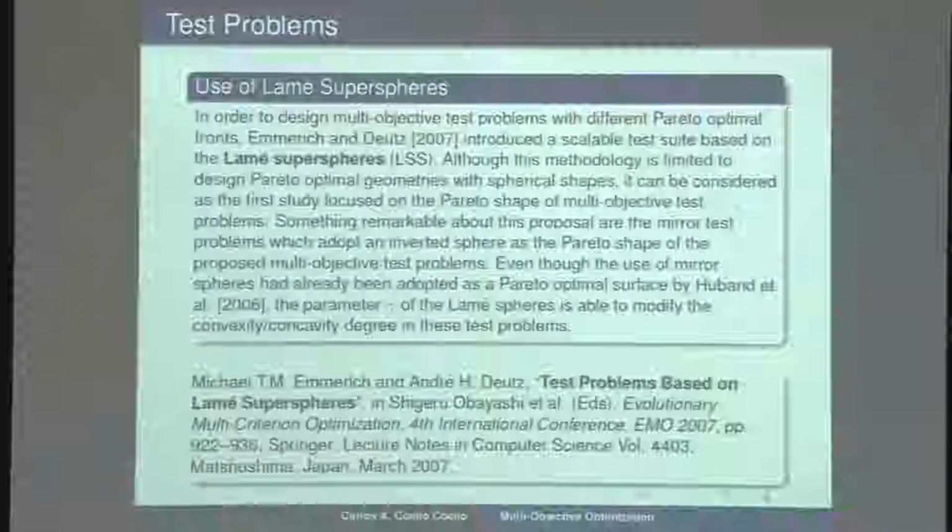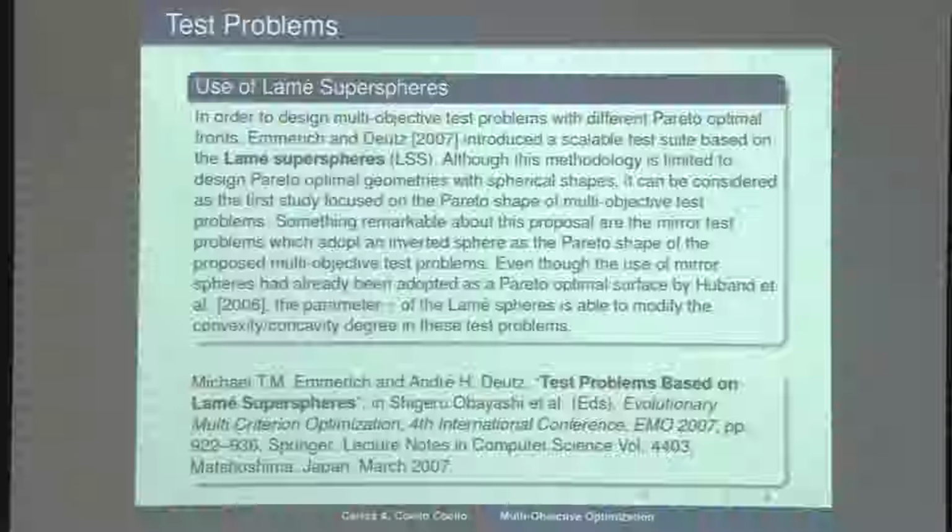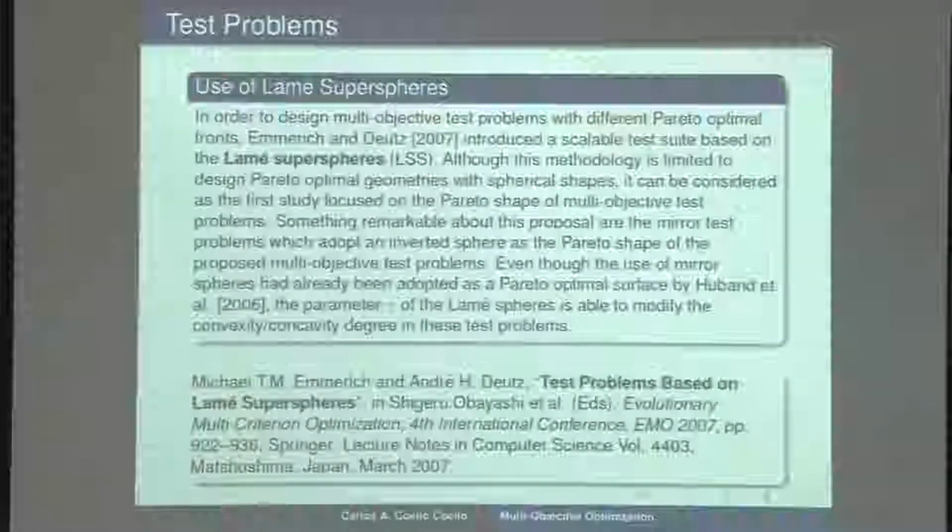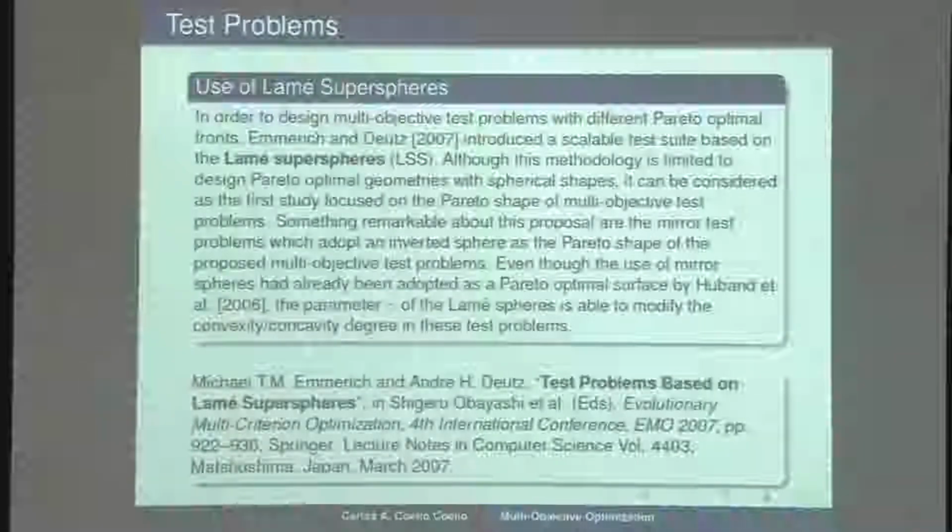Other test problems, people over the years have proposed other methodologies, but none of these other methodologies are used extensively.